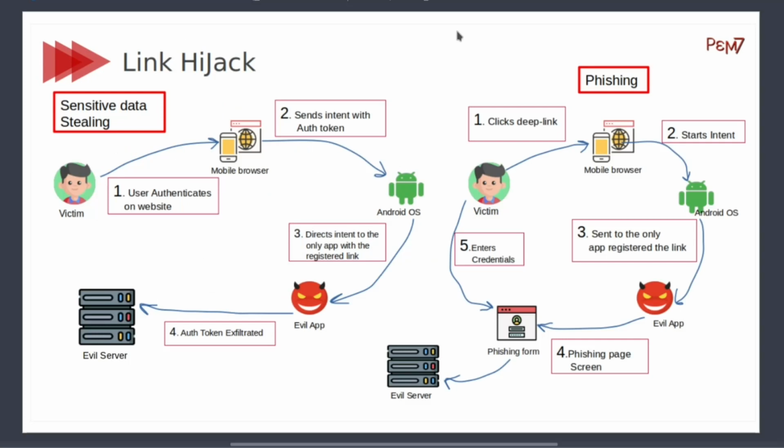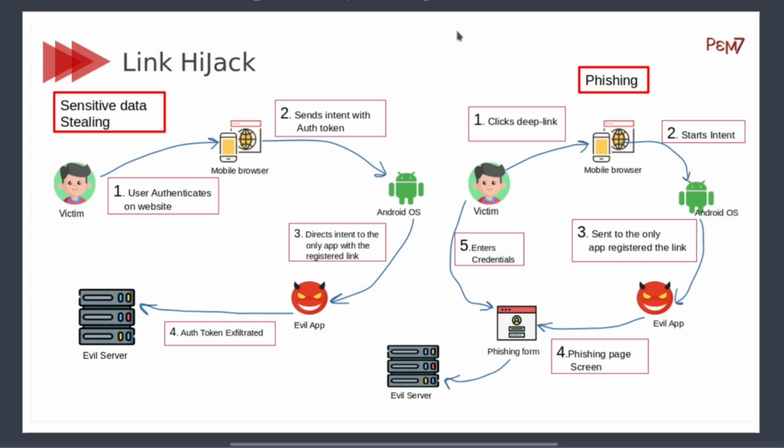So this is a brief diagram that I made to describe what a link hijack is and what phishing is. In the first image, of link hijacking, a victim authenticates through a mobile browser, and this browser sends an intent with an auth token to the Android operating system. The operating system directs the intent to the only app with the registered link.